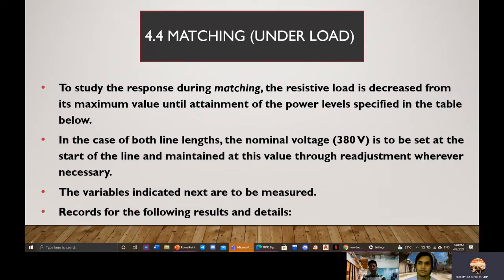Okay, for matching under load, we need to study the response during the matching. The resistive load is decreased from its maximum value, and this case is for both line lengths. The nominal voltage of 380 volts is to be set at the start of the line and maintained through readjustment wherever necessary. The variables indicated next are to be measured. So here are the results.